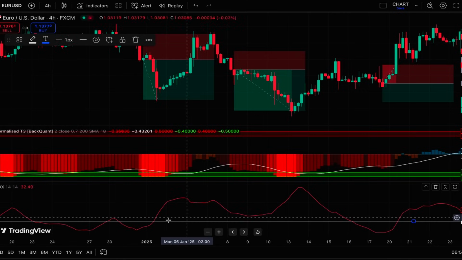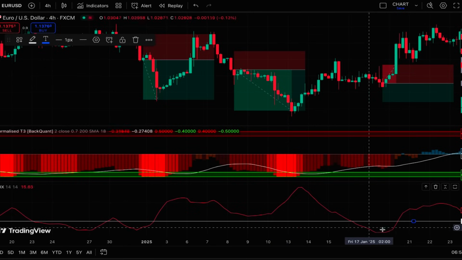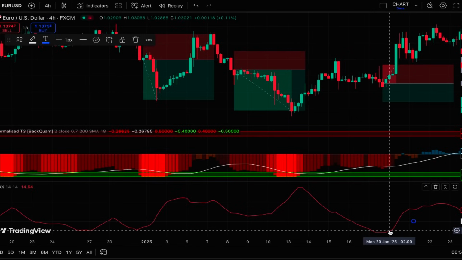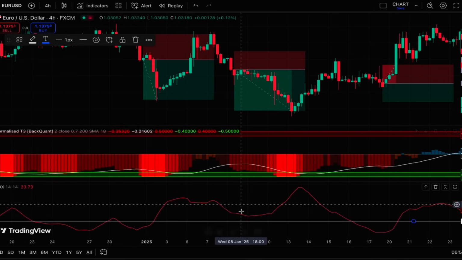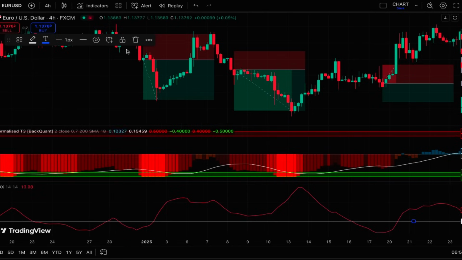In times that ADX line is above 20, it tells us that the market is trending, so we take the signal, and in times that ADX line is below 20, it tells us that the market is not trending, so we do not take the signal. So for this trade, you can see that ADX line is not confirming because it is below 20. But for this trade, you can see that ADX line is above 20, so it was confirmed by ADX. But for this one, which was a profitable trade, ADX line doesn't confirm because it is below 20.